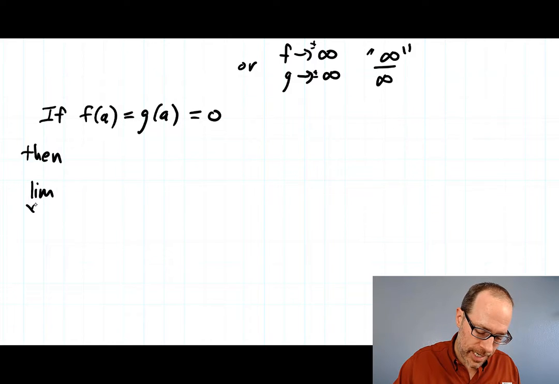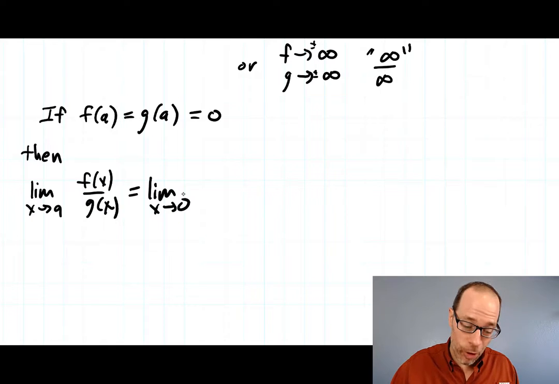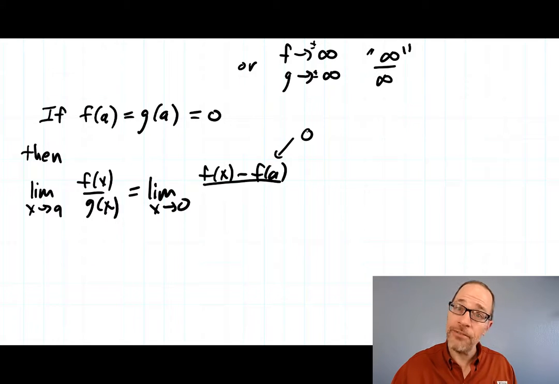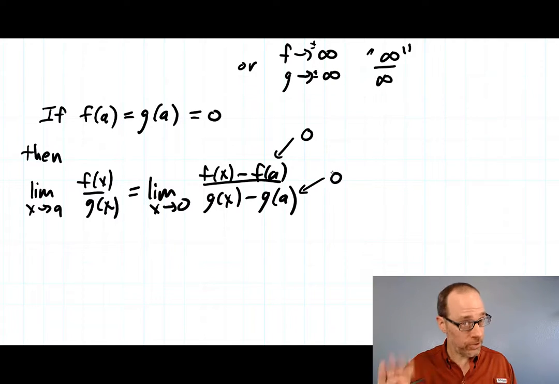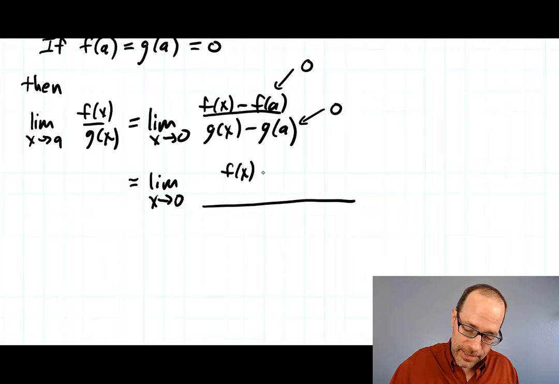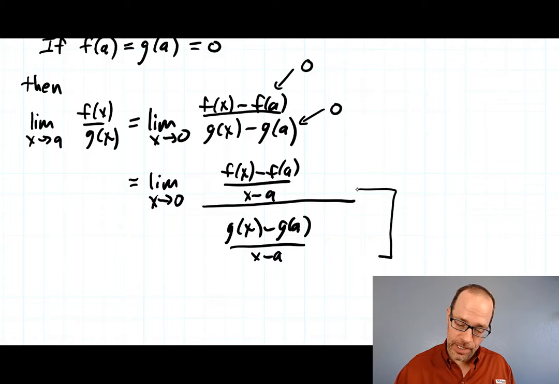The limit as x goes to a of f of x all over g of x, you can do the following. You can add in 0, so that'll be f of x minus f of a. Remember, this is 0, so haven't changed anything. All over g of x minus g of a. Remember, that guy is 0, so no problem there. And then you can add in some denominators. That will cancel. So f of x minus f of a all over x minus a, and g of x minus g of a all over x minus a, because those two here will cancel.